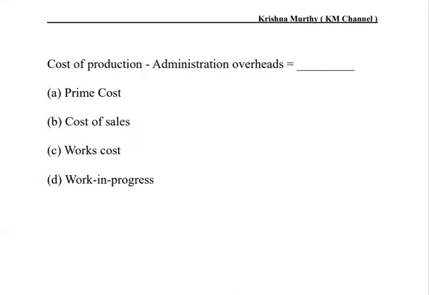Next one, the cost of production minus administration overheads equal to dash. Prime cost, first option. Second option, cost of sales. Third option, work cost. Fourth option, work in progress. The right answer will be what? Work cost.